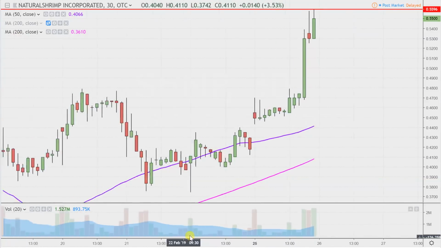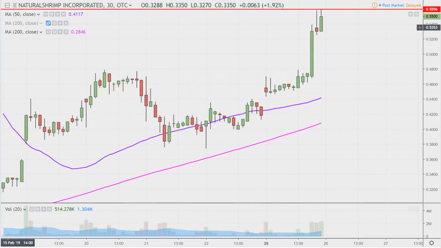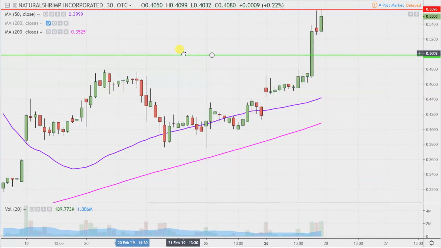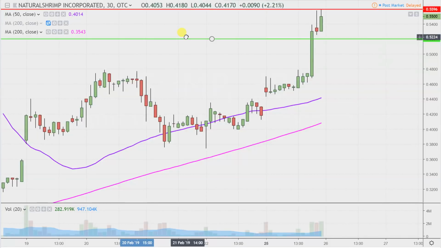Actually, let me scrunch this up to make sure I'm not missing anything. There we go. So the first level of support to keep an eye on is going to be right here at the 52-cent mark, and this is what I would call the ideal level. When we say, hey Clay, what would make this chart look the absolute strongest going forward? That would certainly be if the price can indeed hold above 52 cents.